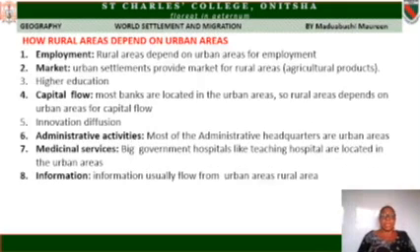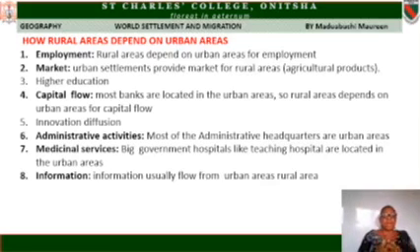How rural areas depend on urban areas. One, rural areas depend on urban areas for employment. People migrate from the rural area to the urban area to look for employment. Two, market. Urban settlement provides markets for rural areas, for example, agricultural products.